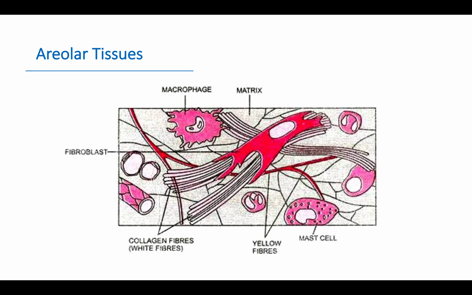Structure of areolar tissue. Here we can see that areolar tissue is loosely bound, forming a network having a lot of empty spaces. White fibers are bundles, and solid yellow fibers are present, and these are mast cells. These mast cells are associated with allergy reactions. So this is the structure of areolar tissue.